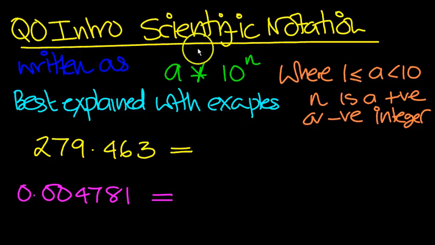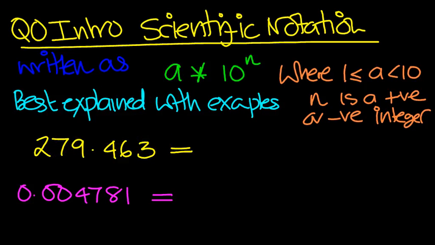Okay then guys, a little introduction to scientific notation. Basically the rule is here. To write a number in scientific notation, we write it as a times 10 to the power n. n is a positive or negative integer, and a is a number between 1 and 10. It can equal 1, but it can't equal 10, so it's between 1 and 10, but it cannot touch 10, though it can equal 1. So let's best explain with examples.